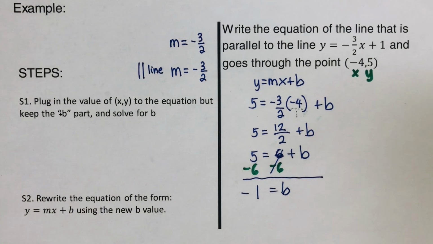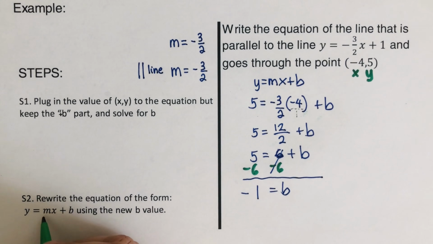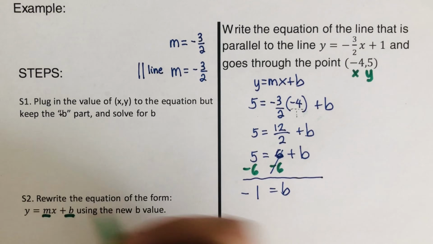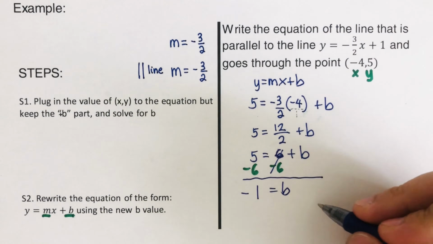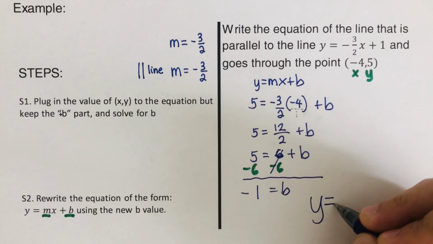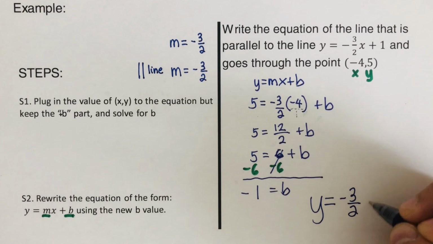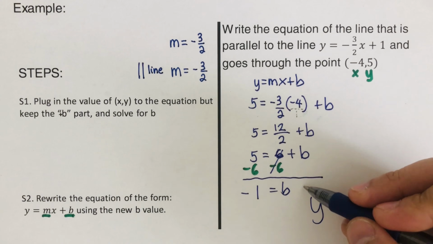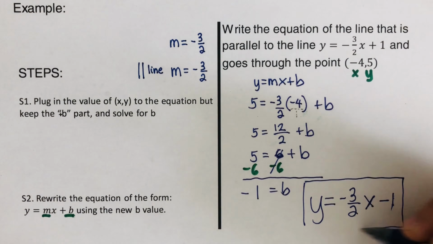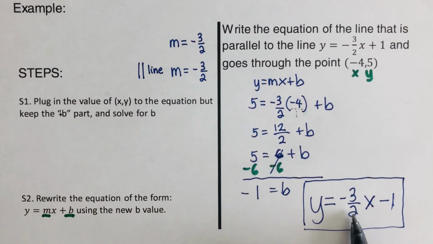And then from here, we can write the equation of the line that would go through -4, 5. And that would be, again, we remember that we are only replacing the m and the b part. So then we can go ahead and write y is equal to, our m is -3/2 x, and our b is -1. So this is the equation of the line that is parallel to this line. And this blue line should pass through -4, 5.